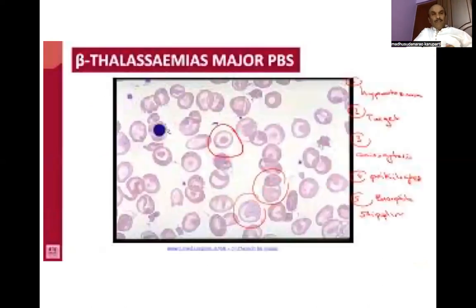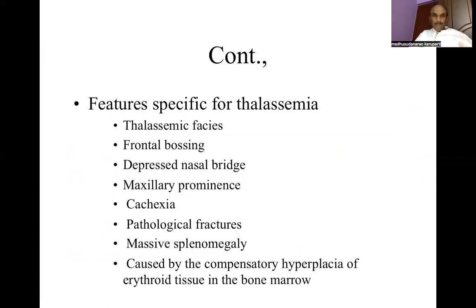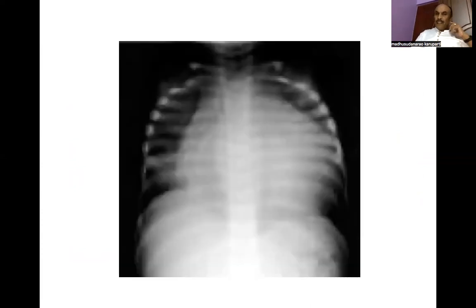If you examine the peripheral smear of the child with beta thalassemia, there could be microcytic hypochromasia with target cells, okay, poikilocytosis, anisocytosis, and basophilic stippling. You look at the X-ray chest of the child with thalassemia major. There is a cardiomegaly. The cardiomegaly could be due to anemia, congestive heart failure, or due to the cardiac hemochromatosis, resulting in dilated cardiomyopathy.